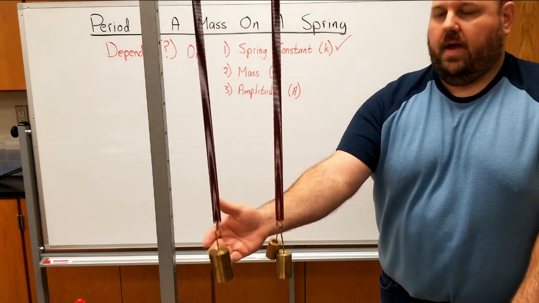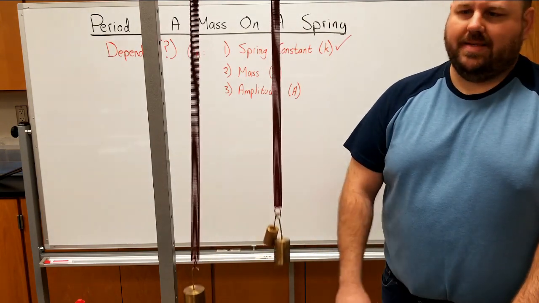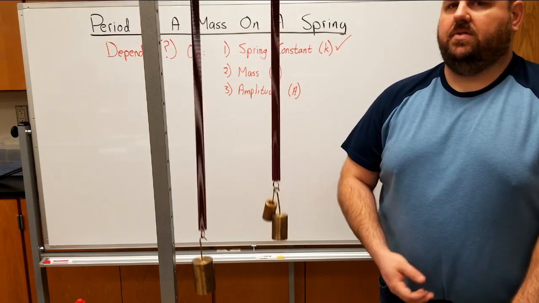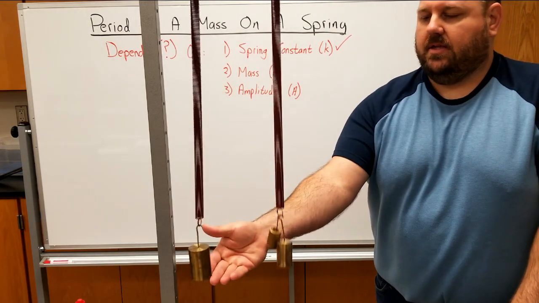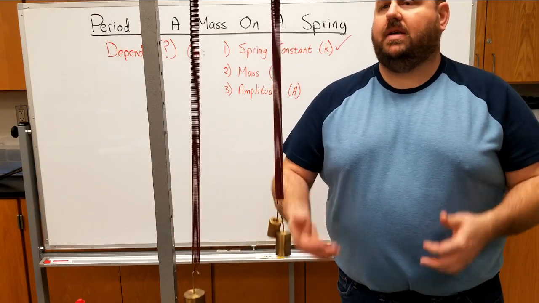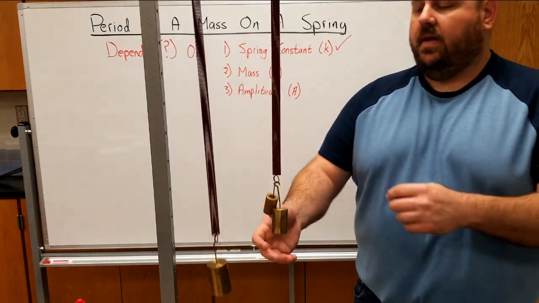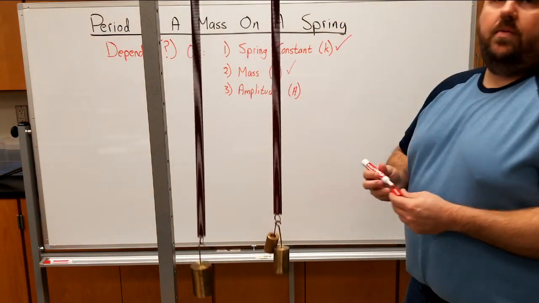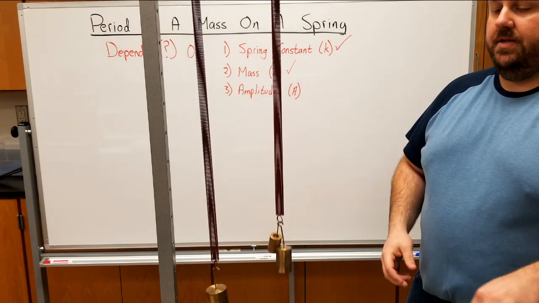And so more mass, longer period, which should make sense because more mass means more inertia, more resistance to acceleration. And so this is more difficult to accelerate, so it kind of makes sense that it'll take more time for it to accelerate. So the mass matters when determining the period of a mass on a spring.